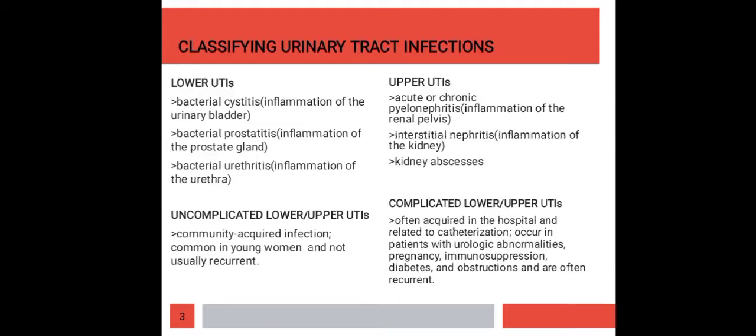Classifying urinary tract infections. Urinary tract infections are classified by location: the lower urinary tract, which includes the bladder and structures below the bladder, or the upper urinary tract, which includes the kidneys and ureters. They can also be classified as uncomplicated or complicated UTI.